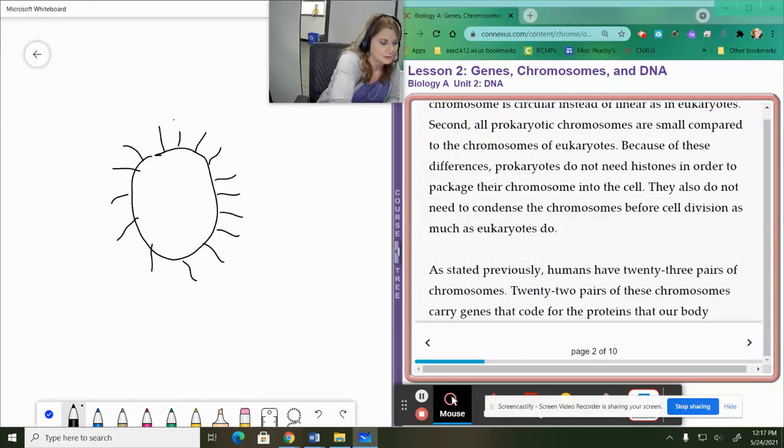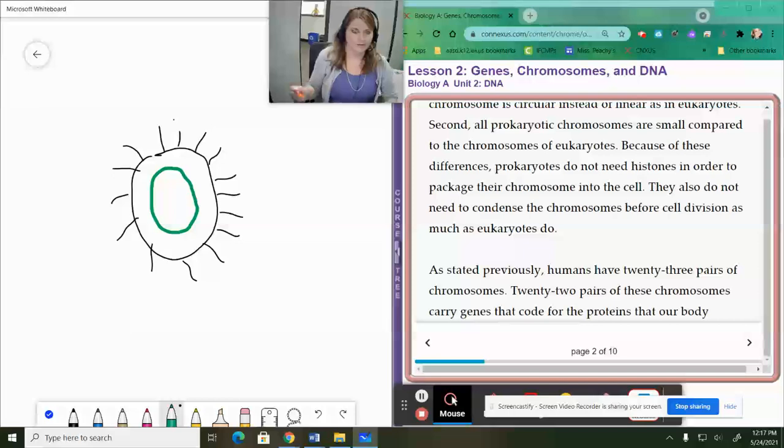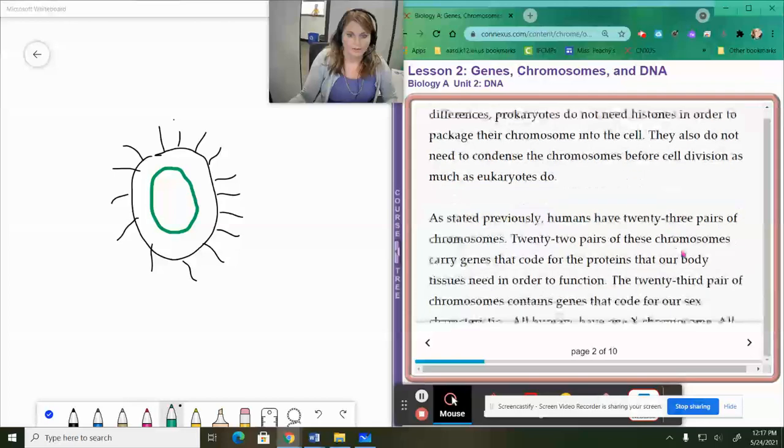So their chromosome, they have one, remember, and it's usually in a circular structure inside. And that's pretty much it. They don't have to wind them around histones. They don't have to package them or anything like that. So they're very simple. All right, so moving on here.